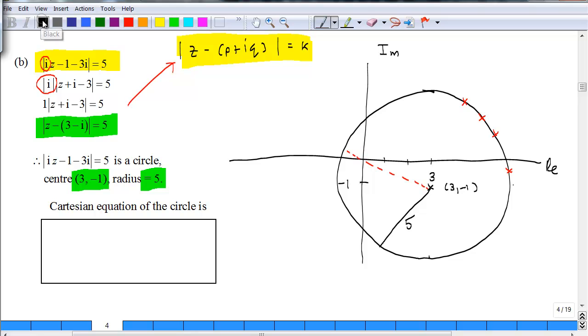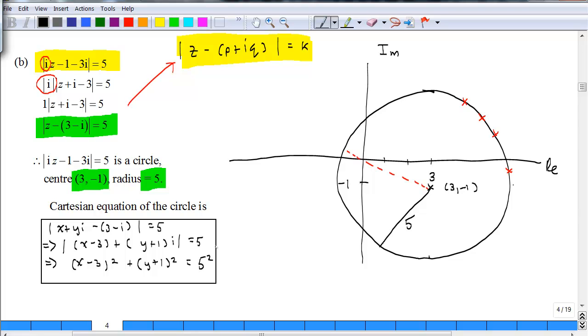As what we have done before, we convert the variable complex number z into the form of x plus yi, and we can group the real parts together and the imaginary parts together, and then applying the modulus formula, you should be able to get phi squared, and this actually tells us the center of the circle is (3, -1), and the radius is given by the value 5.